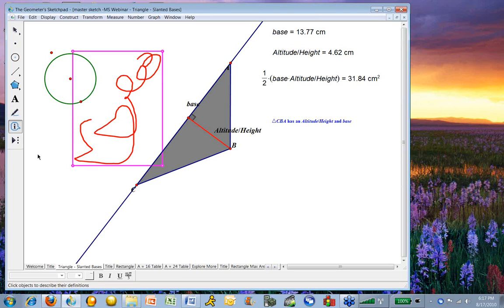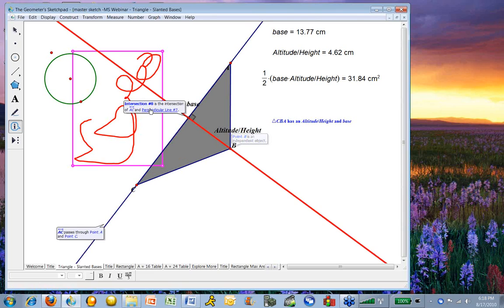And the information tool is exactly that. It gives you information about the things that are on your screen. So if you go near something, it basically tells you about that thing. You can mouse over it, and it's telling me point B is independent, meaning it's not depending on anything to move. But if we go to this point, it is the intersection of this line AC and this perpendicular. So it even brings up things I may have hidden.